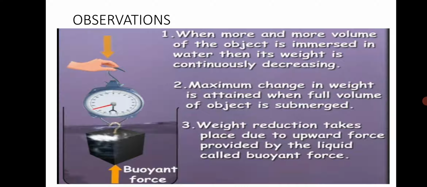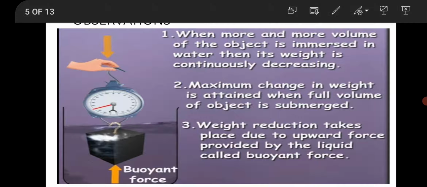See, when more and more volume of the object is immersed in water, then its weight is continuously decreasing. We have just observed in the experiment. Second, maximum change in weight is attained when full volume of the object is immersed. जब उसे पूरा इमर्स कर दिया तो मैक्सिमम चेंज आया, और जो मैक्सिमम चेंज था, the weight that was recorded is 140 gram. Weight reduction takes place. Now why does this weight decrease?